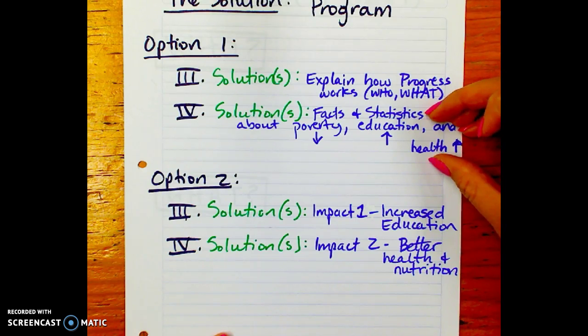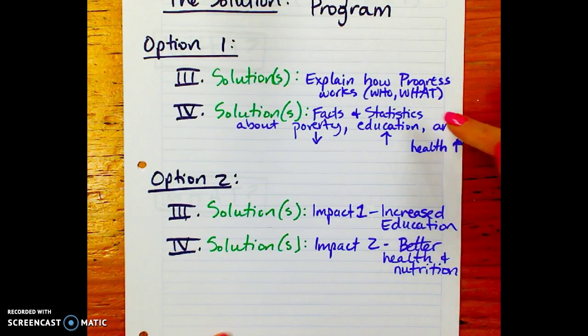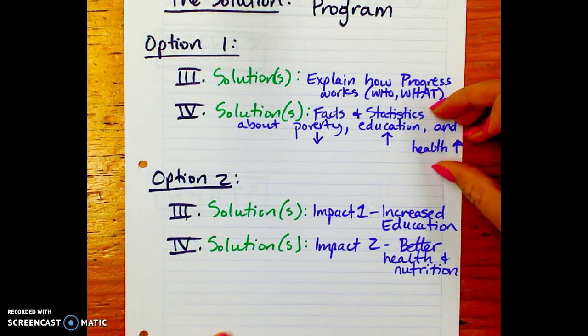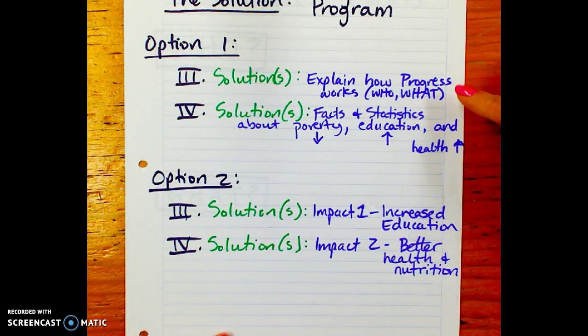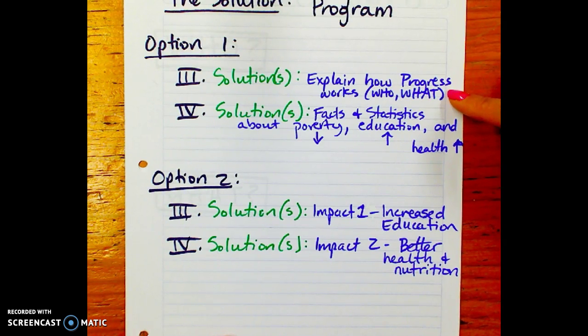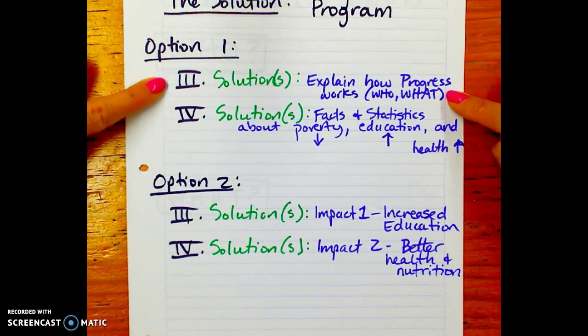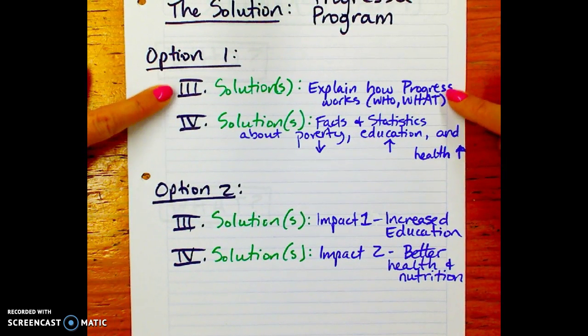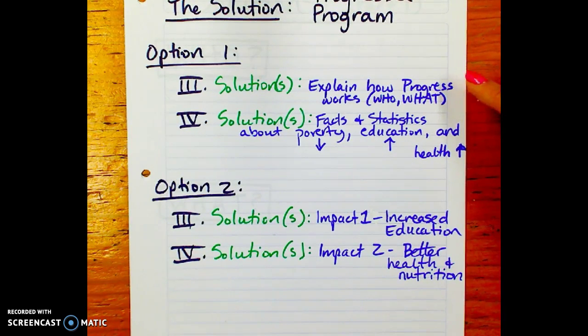So I'd have to really reduce; I wouldn't have as many facts and statistics if I chose this option one. I would really squeeze that information into one paragraph only. So it depends. If you have a lot of information about your program and you want to just spend a paragraph explaining what your program or your policy or the law is first, then I would suggest option one, explaining what it is. Okay?